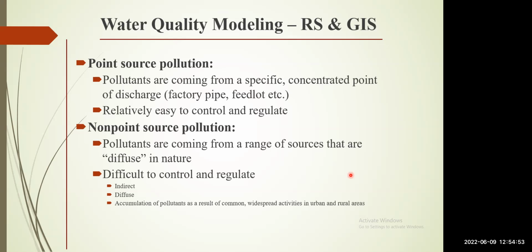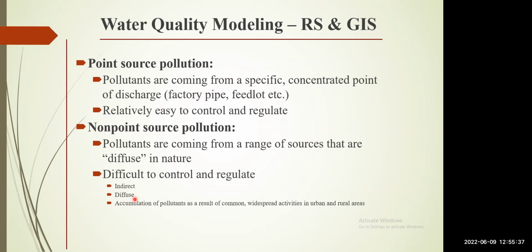But if we have the diffuse nature of water pollution, that is very tough because we have different inputs from different sources. That is important, and it also needs to be controlled. That is how non-point source pollution is considered: pollutants coming from a range of sources that are diffused in nature. It's difficult to control and regulate because it's indirect, and different sources are involved.